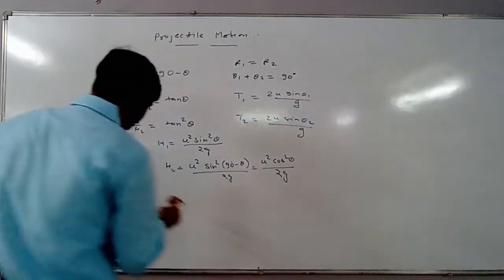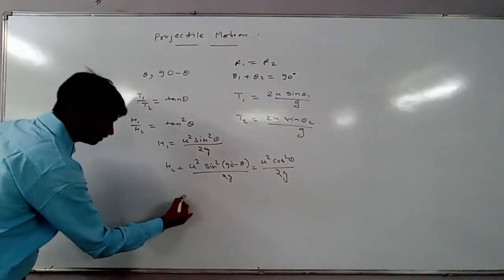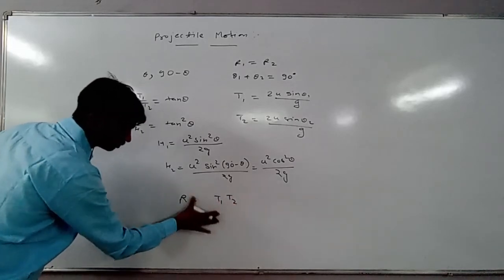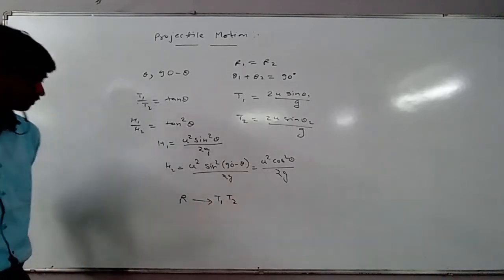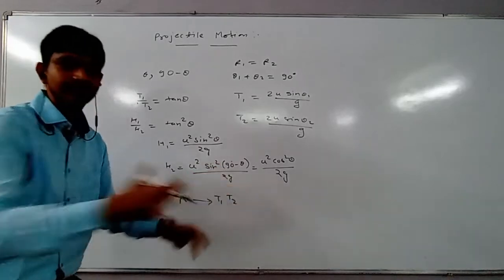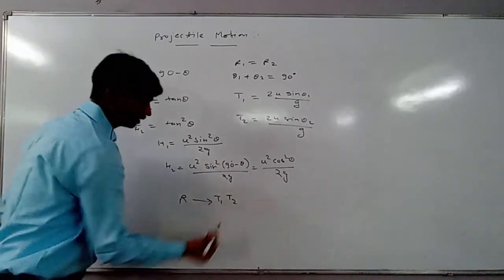Okay. Now try to find the range in terms of T1 and T2. Somehow R is related to T1 and T2. Multiplication of T1 into T2.